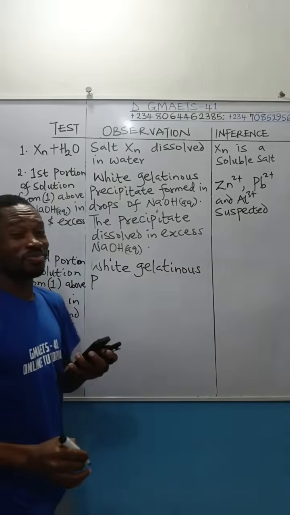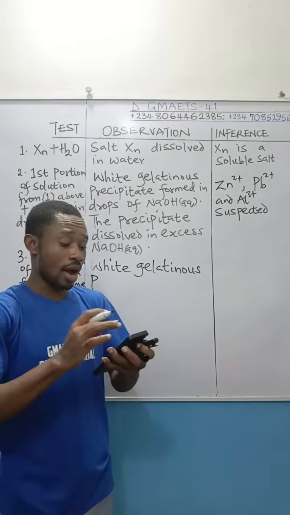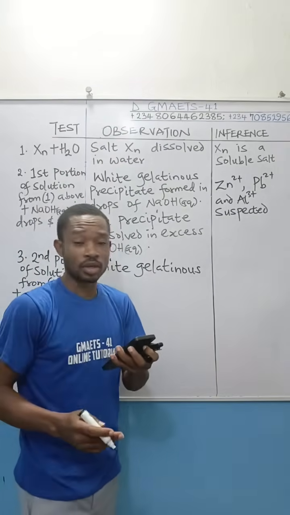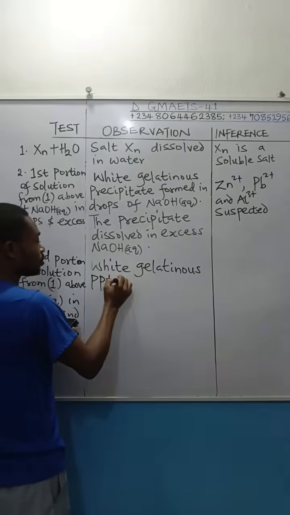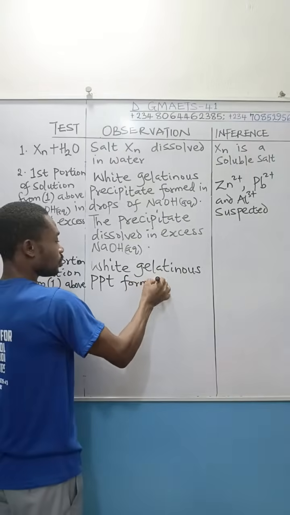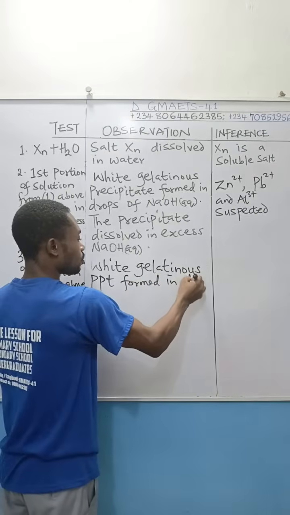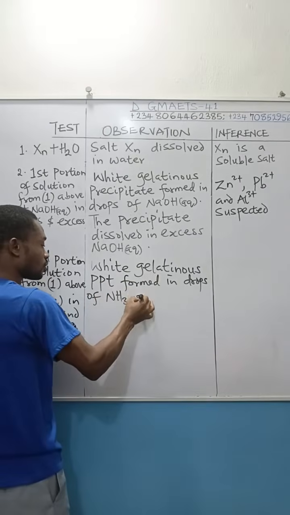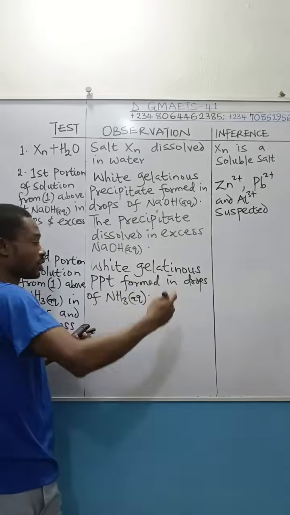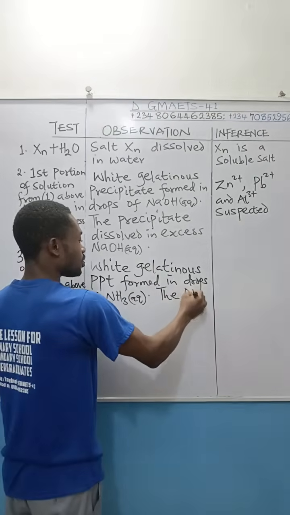I'm tired of writing precipitate fully, all those things. I'm going to abbreviate. But please, in your exam, don't abbreviate, write it in full. White gelatinous PPT formed in drops of NH3 aqueous. So stop, then proceed.